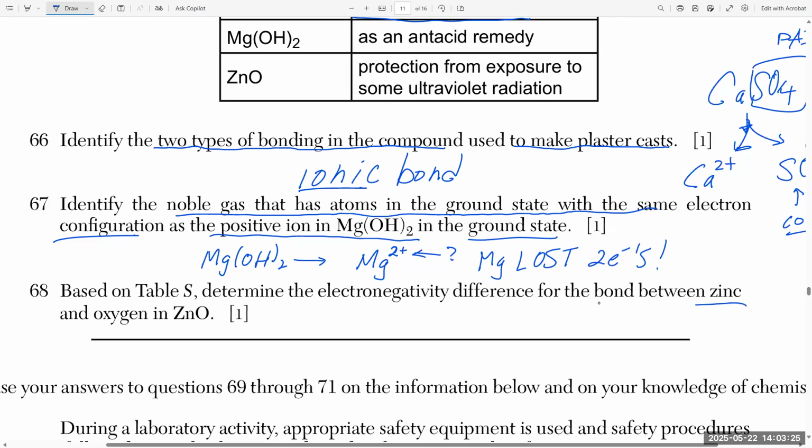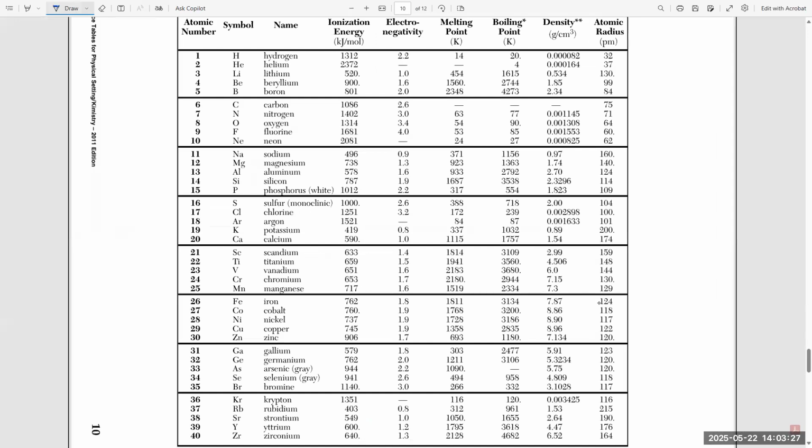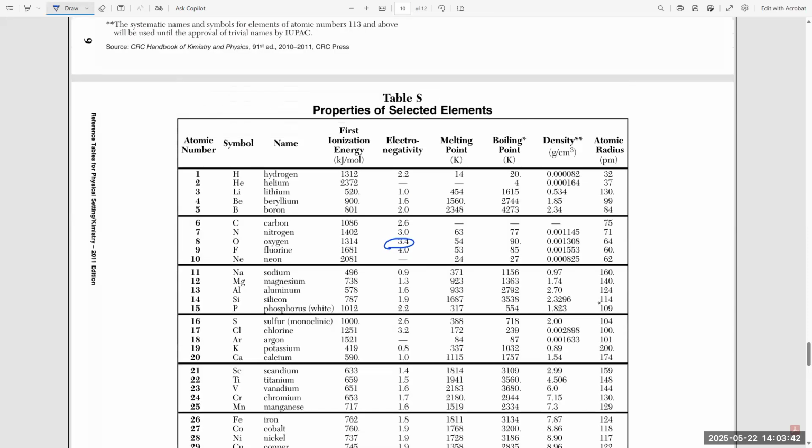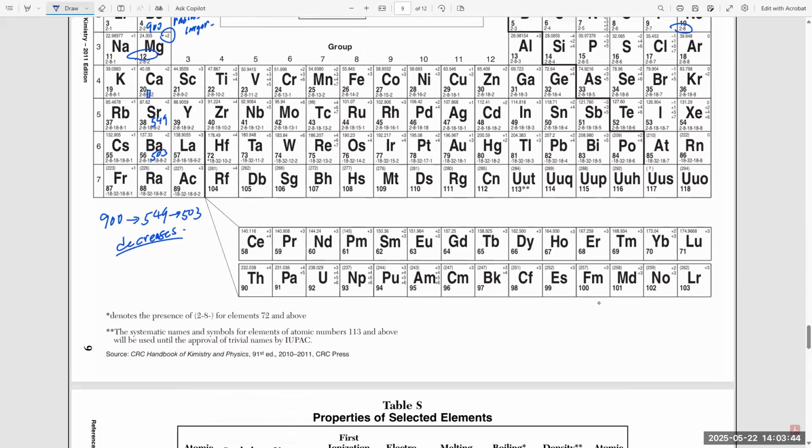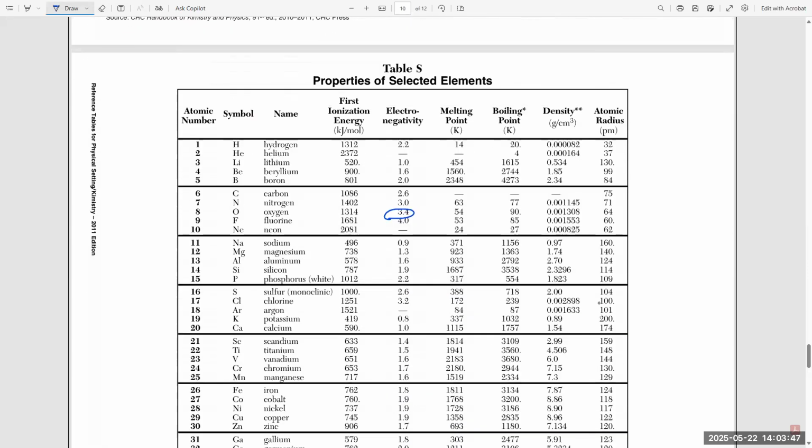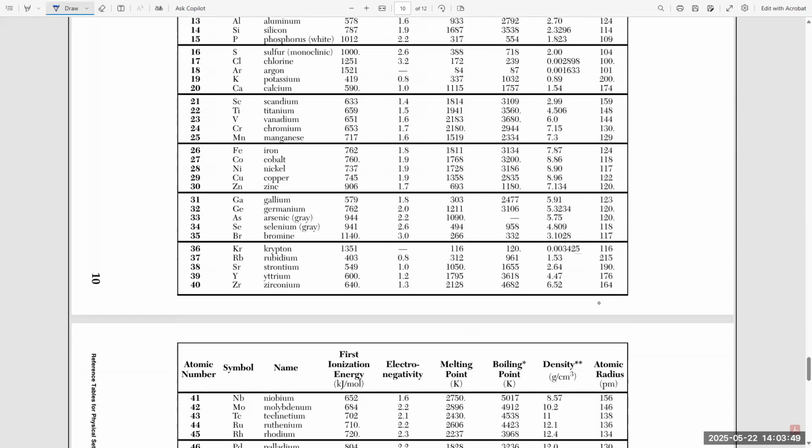Between zinc and oxygen. All right, so let's go. Oxygen is easy, right? So the electronegativity difference of oxygen is right here. And then zinc, I don't know. Don't go scrolling through this. Go find zinc. I know zinc is right here. It's 30. So let's scroll down to number 30. And zinc, there it is. And it's going to be an electronegativity difference of 1.7.